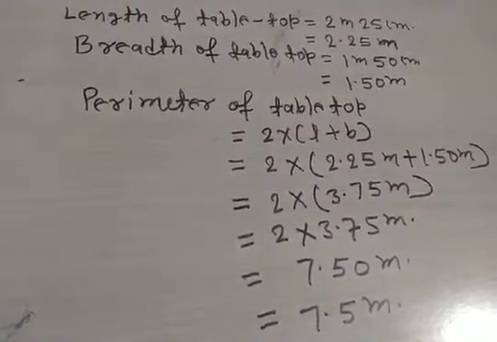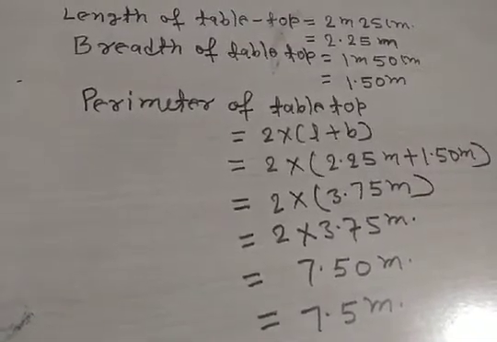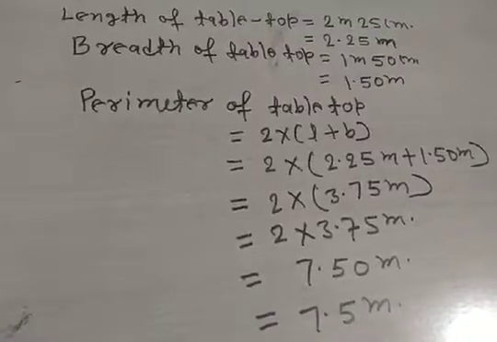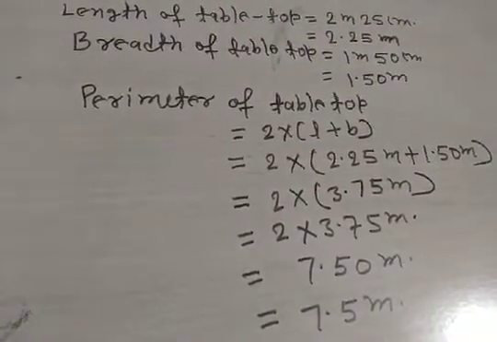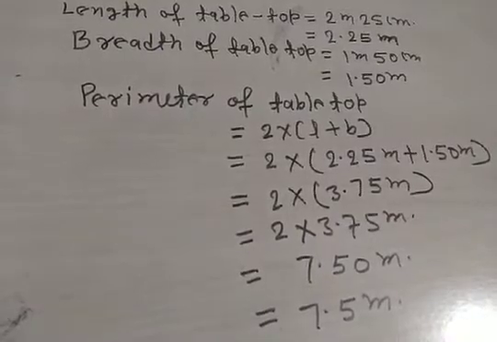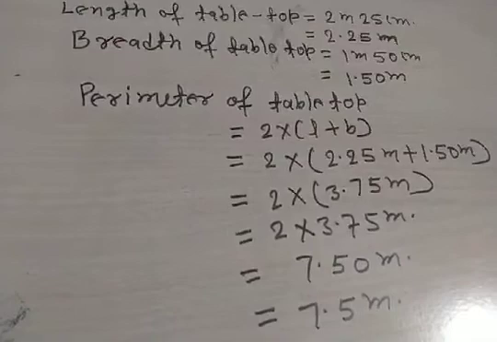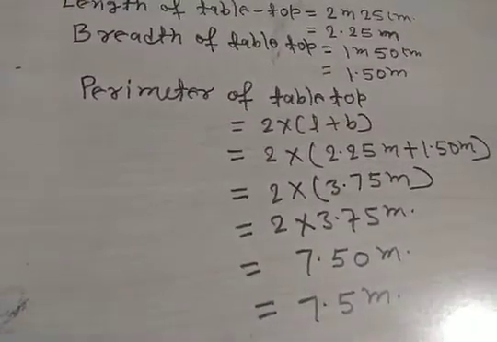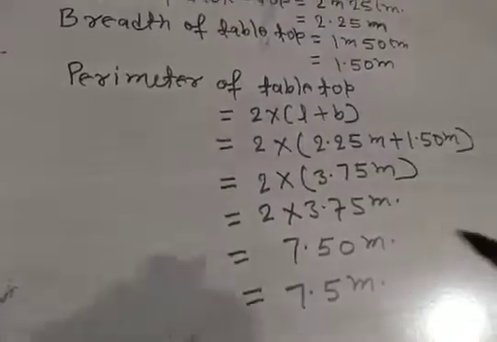After this we sum it, length plus breadth, and we obtain 3.75 meters. Then we multiply it by 2, 2 into 3.75 meters, and we obtain 7.50 meters, or you can write it as 7.5 meters. M is the symbol of meters.